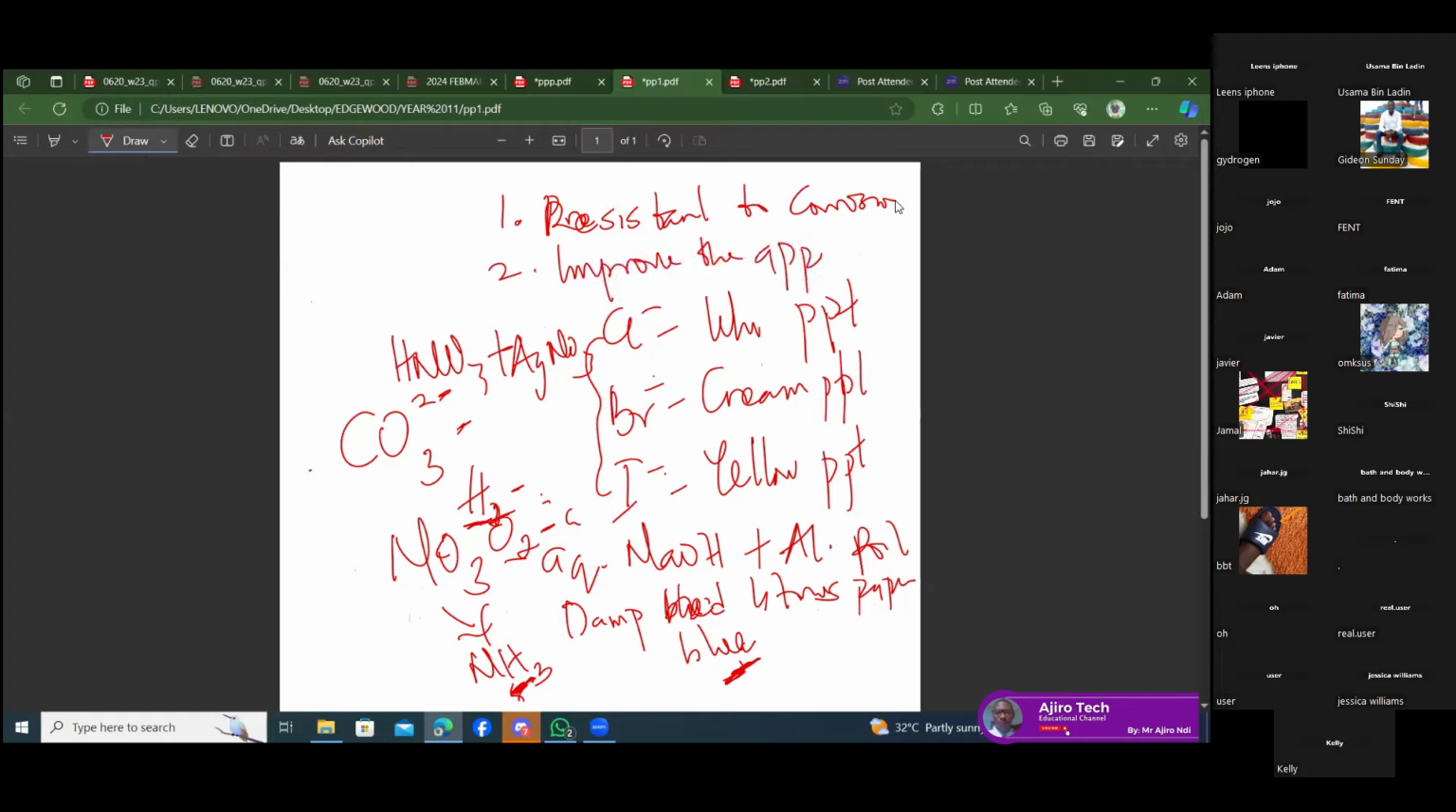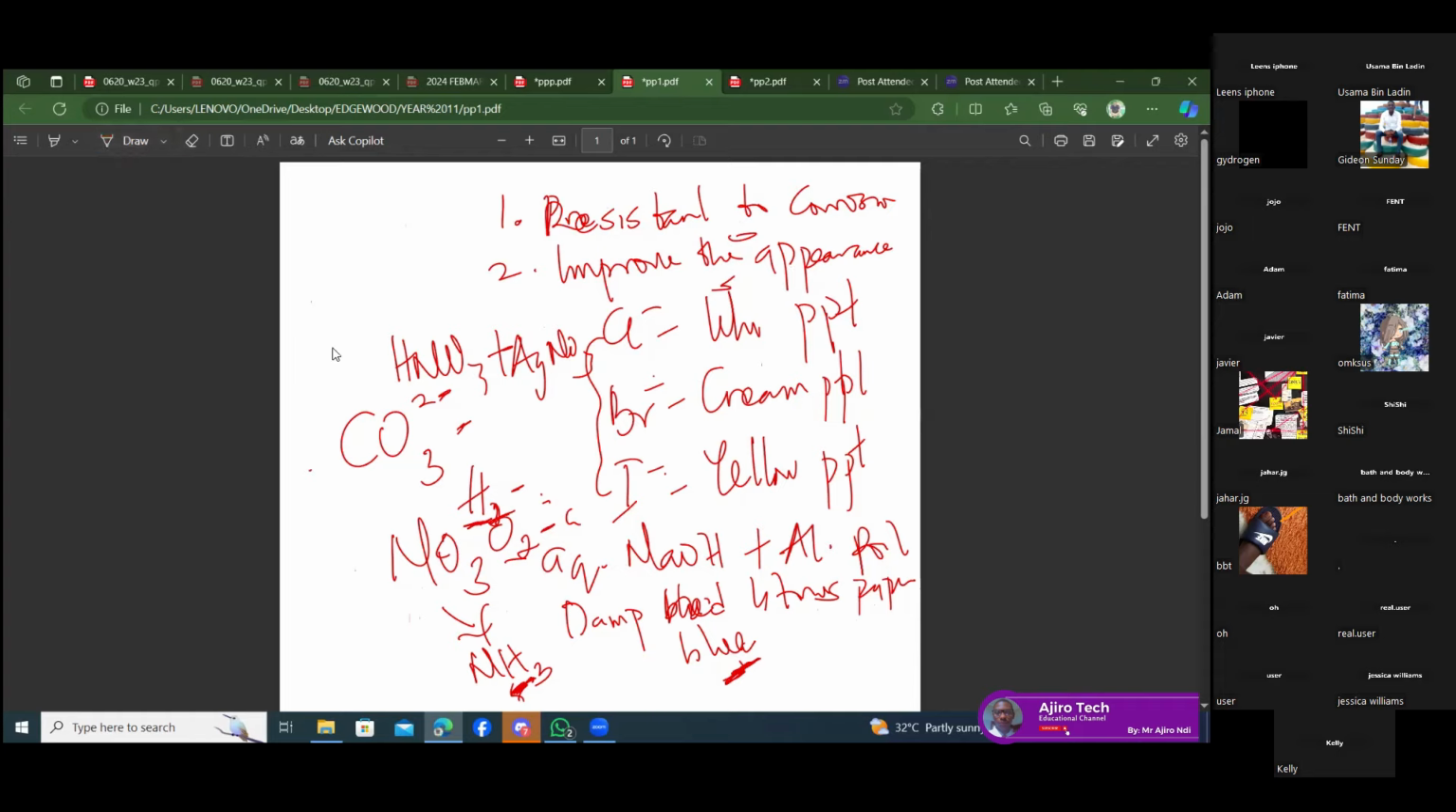That is why you electroplate. Some of the metals we use in electroplating are silver, nickel, chromium. We do this for two reasons. An IGCSE chemistry question can ask you, what are the two reasons for electroplating? It is to make it resistant to corrosion and to improve the appearance.